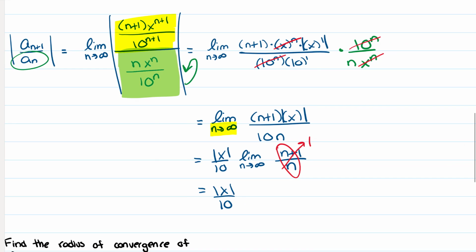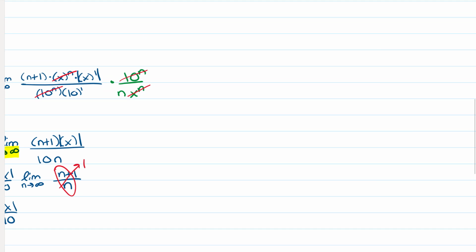Now that we've done that, we're going to try to find the radius of convergence. I know that we want it to be less than 1, so the absolute value of x divided by 10 is less than 1, because that implies convergence. Then I can multiply both sides by 10 and get the absolute value of x is less than 10. Using the definition of the absolute value, negative 10 is less than x, which is less than 10. This tells me that the series will converge if x is between negative 10 and 10.